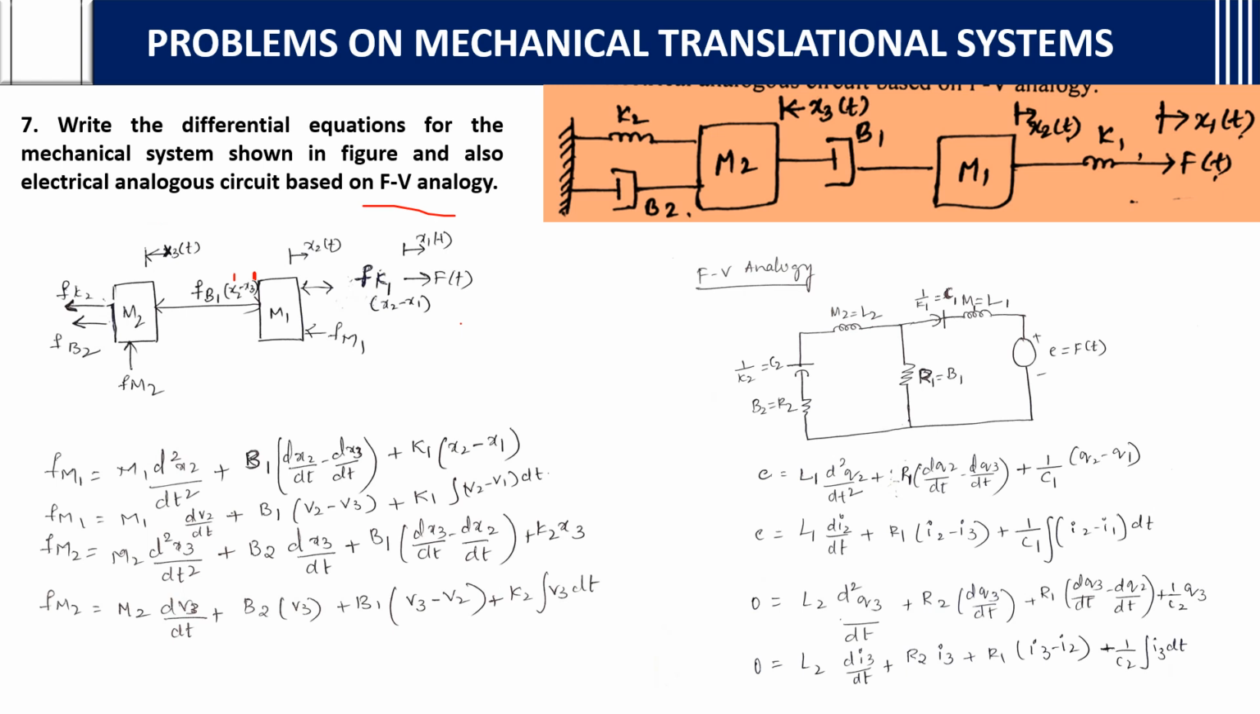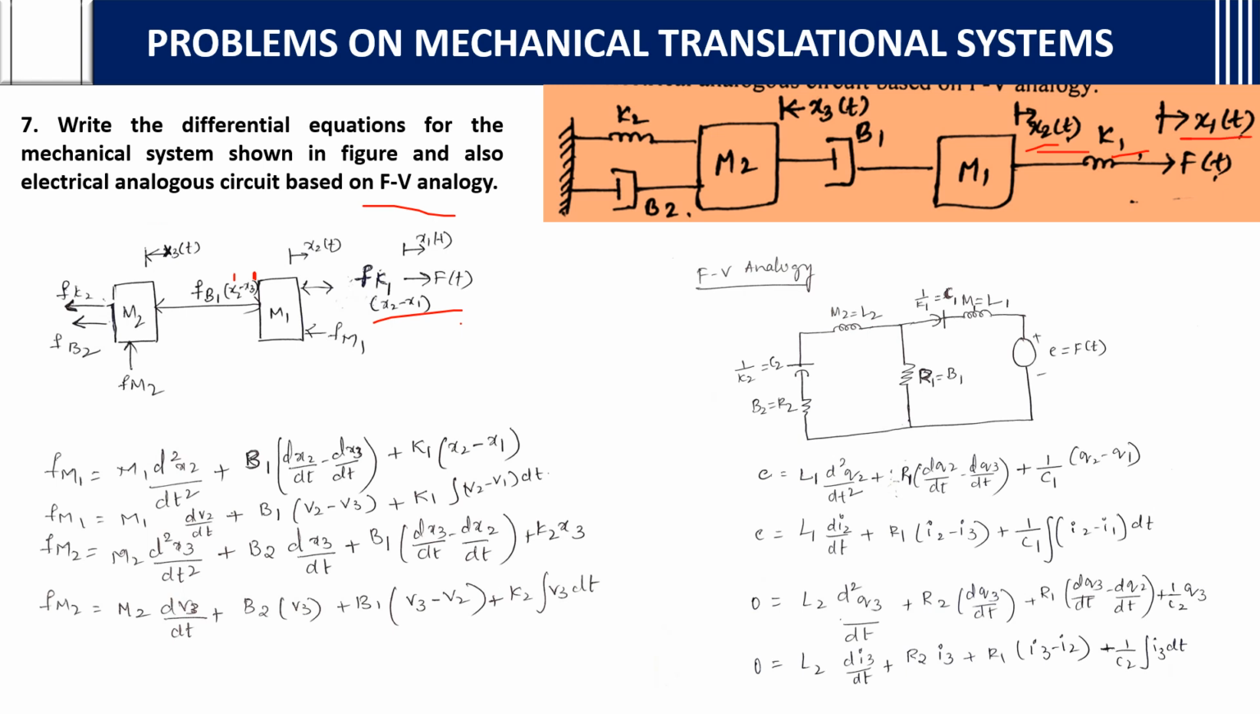M1 is connected with x2 of t, so this is the displacement x2 of t, and another element connected here is F_k1, force of k1, f of t. Here x1 of t is the displacement. It will look the same as the figure, just to understand. And F_k1 is k1 into (x2 minus x1), the force of this k1.